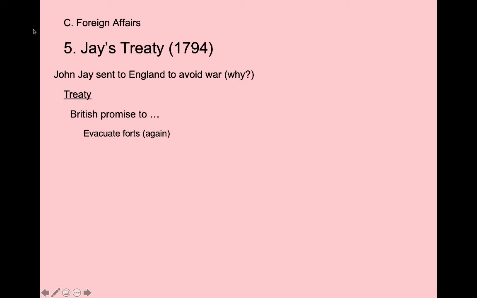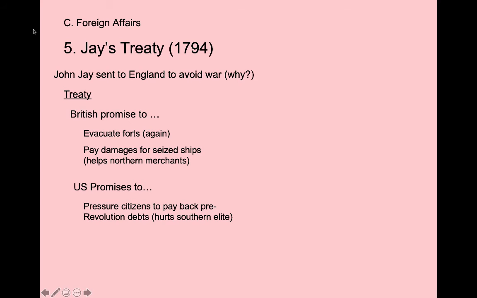The treaty promises that England once again promises that they will evacuate the forts out west. England promises to pay off the damages caused to American merchants by seizing their ships and their cargoes, right? And so that is designed to make America happy. The U.S. promises to pressure our own citizens to pay back our pre-Revolutionary War debts to British merchants.